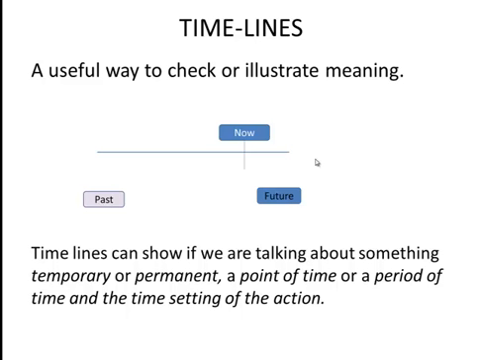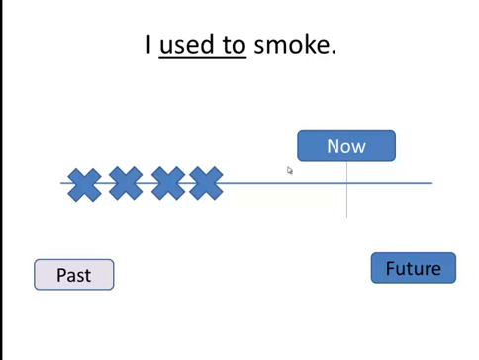So let's have a look at our example again. I used to smoke, so you can see here, in the past, I did it more than once, regularly. There's a gap here, and I don't do it now. So you can see that it's quite easy to illustrate this, and you could ask learners to draw this as well to check that they understand, or you could give them a couple of options and say which one is right.